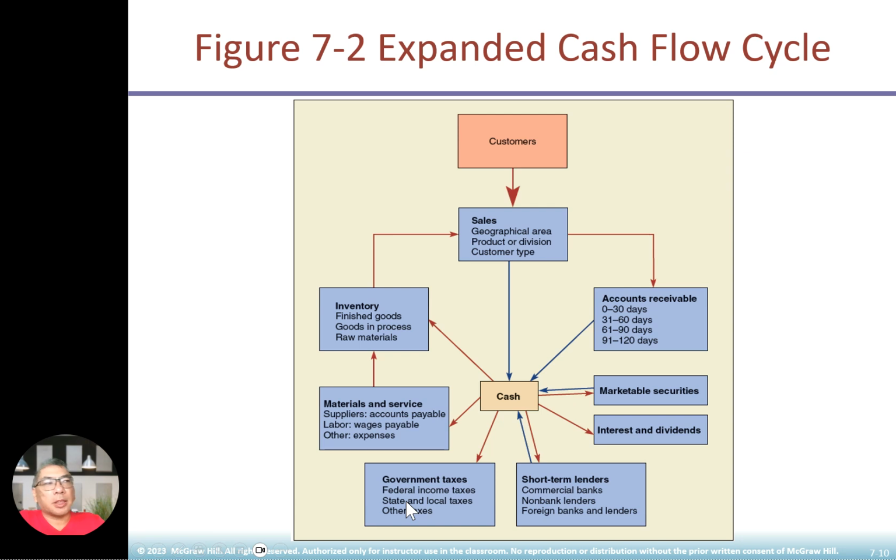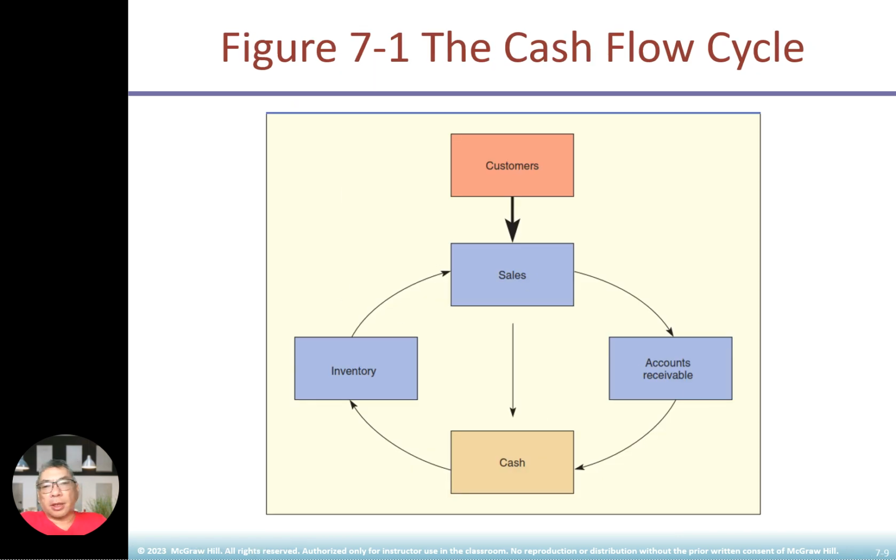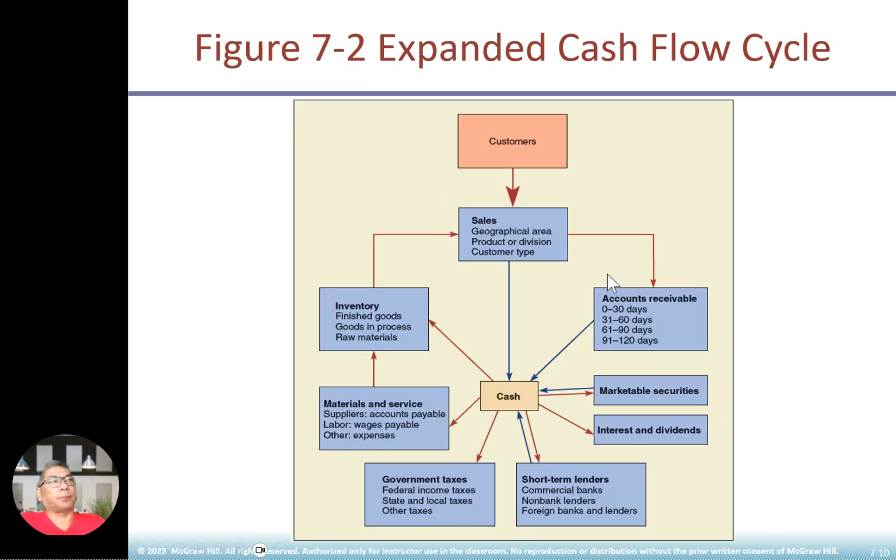You need to pay taxes. Make sure, if you do not pay taxes, there's a penalty. There are federal income taxes, state and provincial and local taxes, and other taxes. And then there are also supplies that you have to buy, such as accounts payable in terms of suppliers, labor, wages payable, other expenses, and inventory after that: finished goods, goods in process, and raw material. So it's a more expanded process, but the origin is the same. Your first slide here is the base. If it is expanded, it's going to be like this.